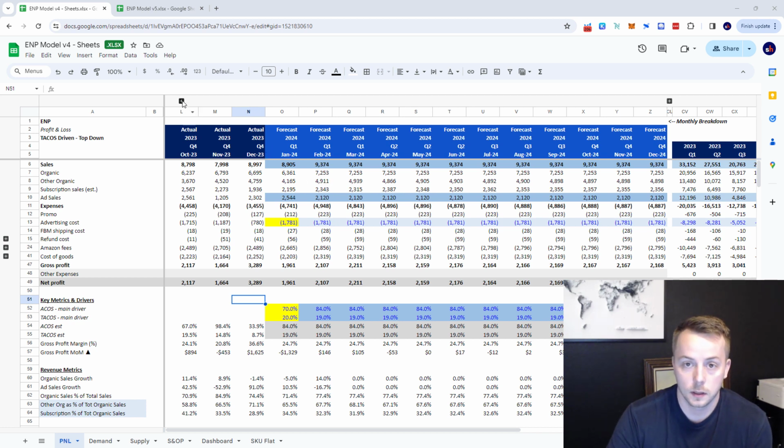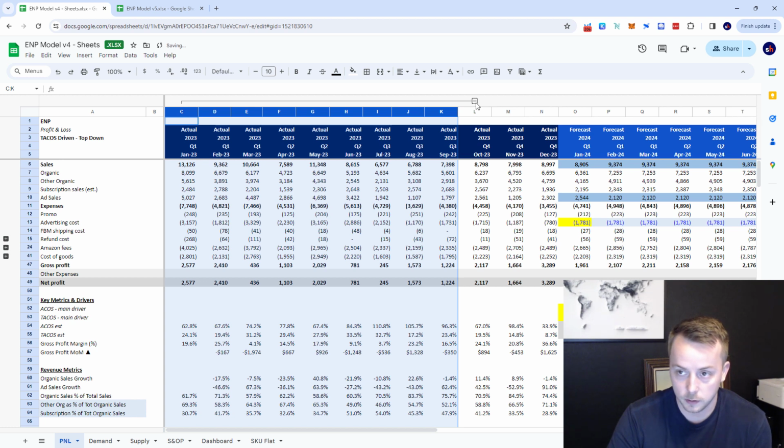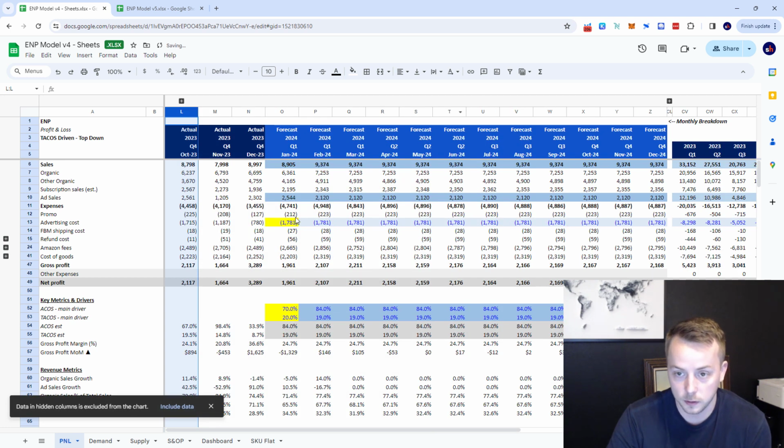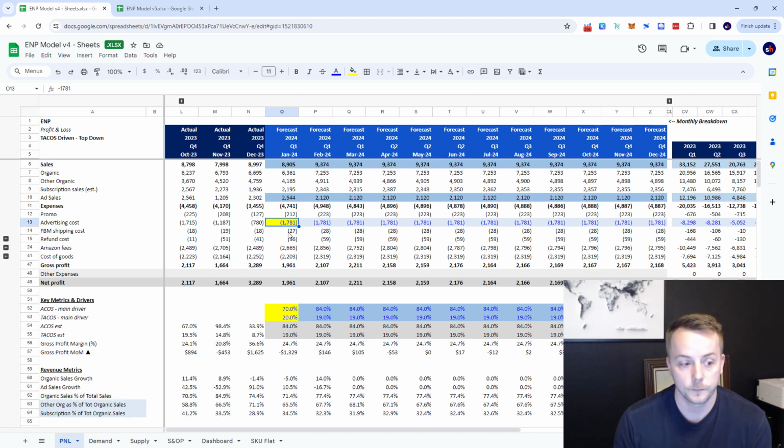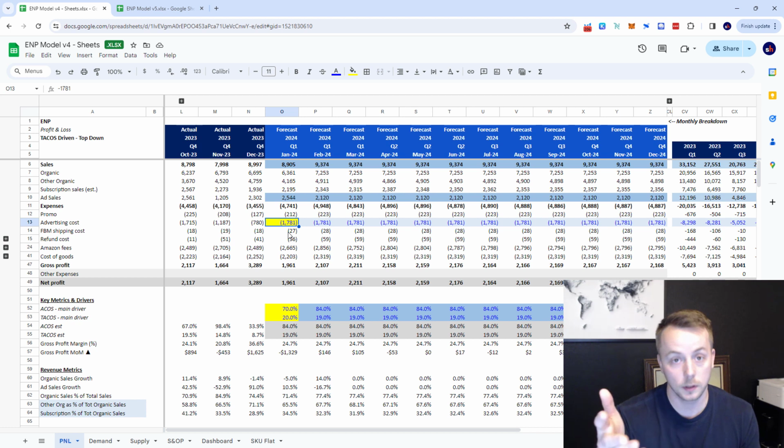There is historic P&L data. If you're not familiar with what a P&L is, it's your profit and loss, and you should be looking at it. And then we have these levers here. We call them levers, but it's basically just the variables that we control on this particular tool.